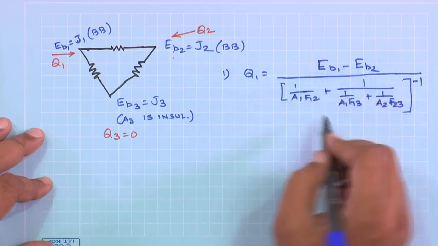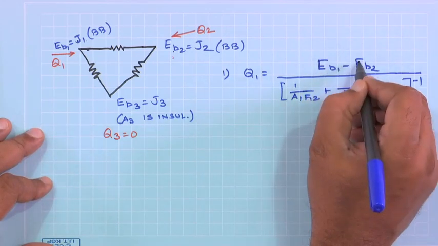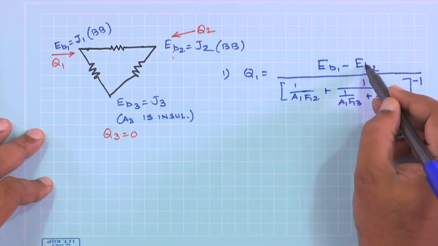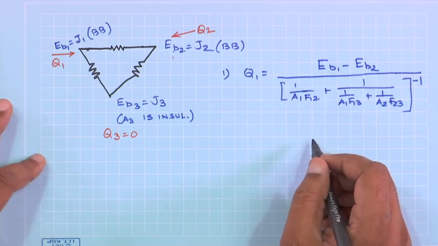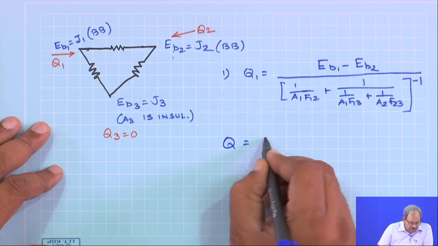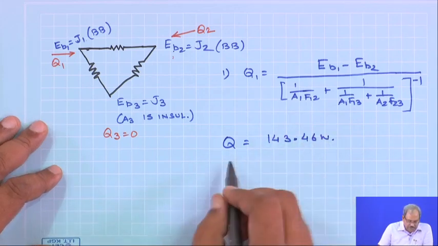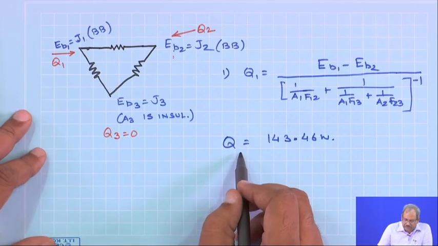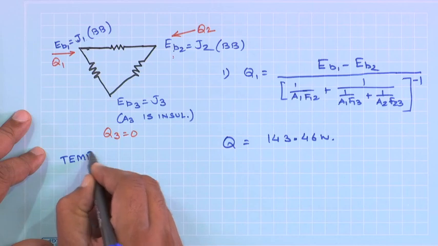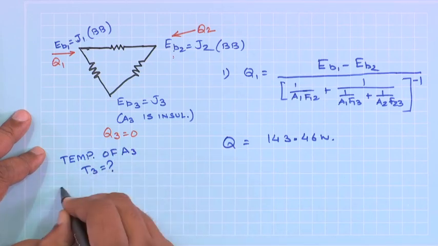So, when you put the values, this is equal to sigma T1 to the power 4 minus sigma T2 to the power 4, and when you put all the values in there, you should get Q1 to be equal to 143.46 watt. The next one is the temperature of A3, or in other words, what is the temperature T3 in this case.